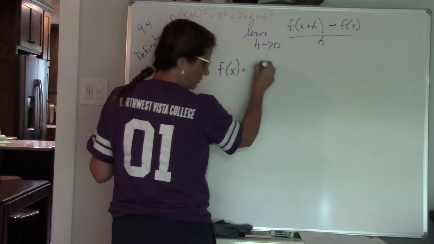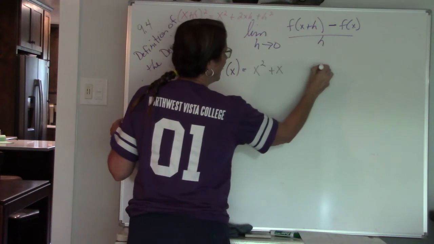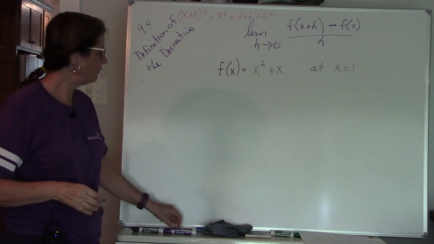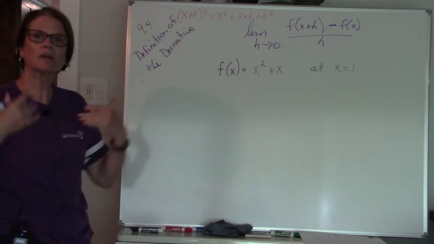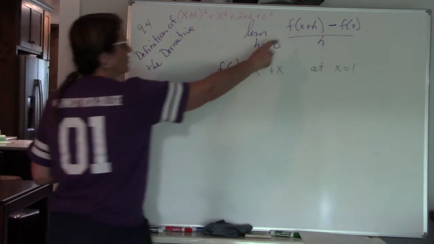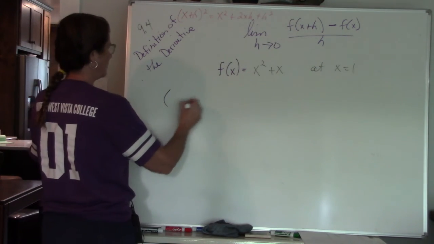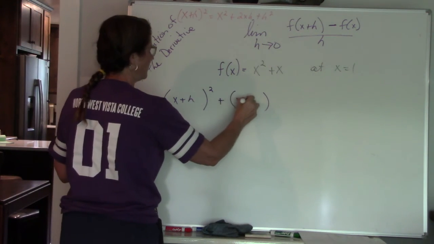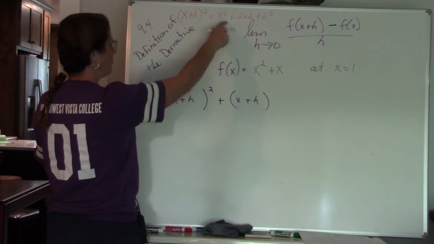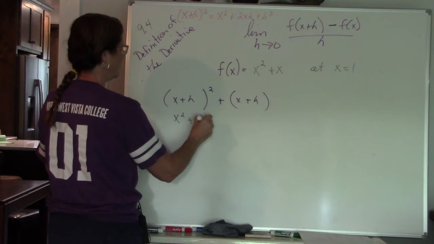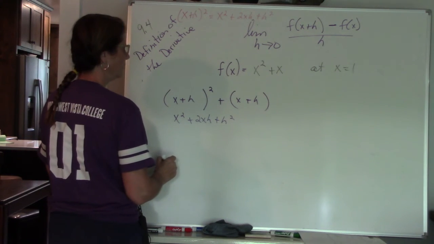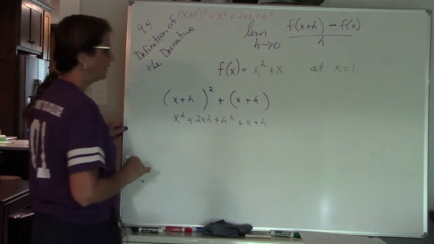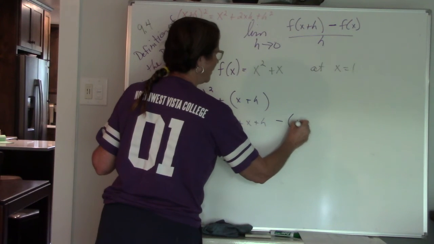f of x, x squared plus x. And now we're finding the slope or the definition of the derivative at x equals 1. Okay, so we're going to go through that 4-step process again. First step, every time you see an x, you're going to take it out and plug in x plus h. X plus h squared, we already know, is x squared plus 2xh plus h squared, and then plus x plus h. Okay, so now I've done this part. Now I'm going to subtract off my original equation.